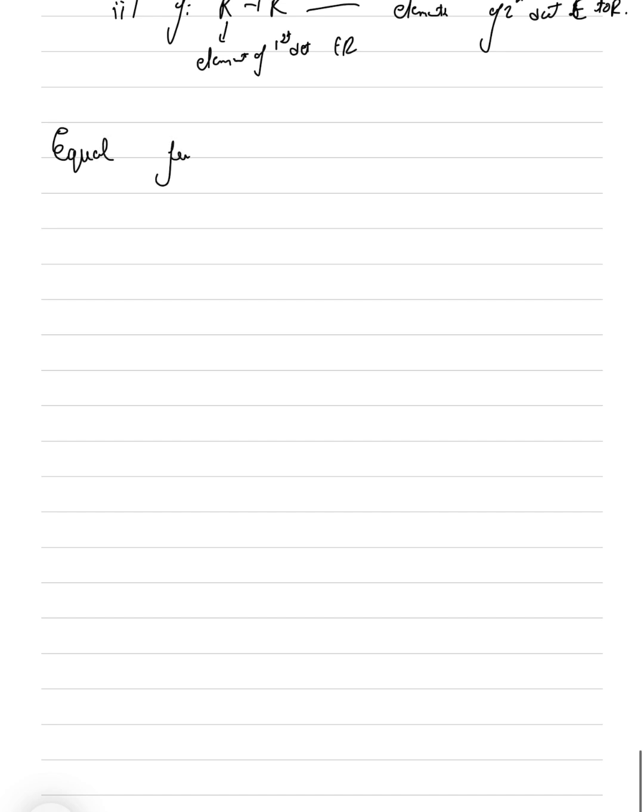Equal functions. So let us consider f and g to be two functions. They are said to be equal, first, if their domains are equal. Second, their codomains are equal. And third, what?